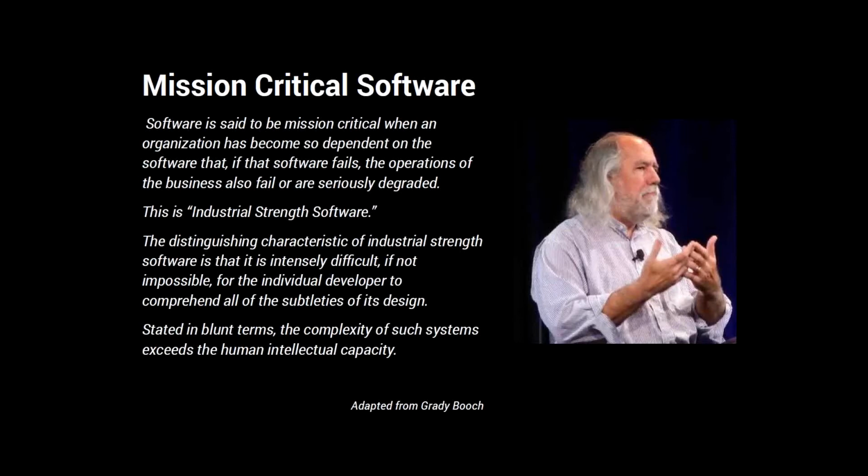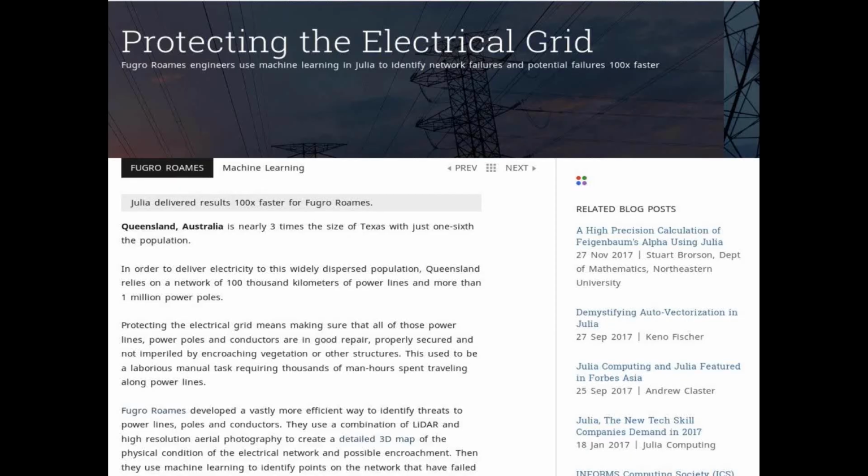This is falling into a category now of what Grady Booch called mission-critical software, which basically says that when an organization becomes so dependent on its software that when the software fails, the organization can't function, we've got mission-critical software. And when it gets to that point, it's also so large and vast that it becomes industrial-strength software, and nobody can really understand all of it, or no one person can understand all of it. And our machine learning systems are moving in that kind of direction as they take on more and more kinds of operations.